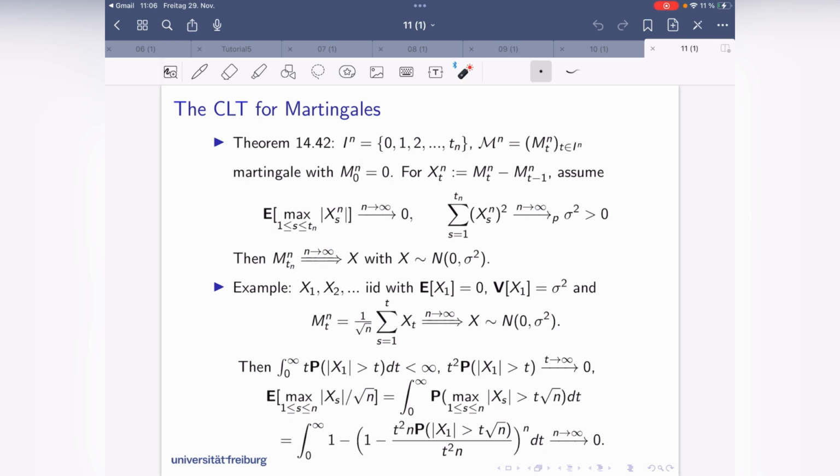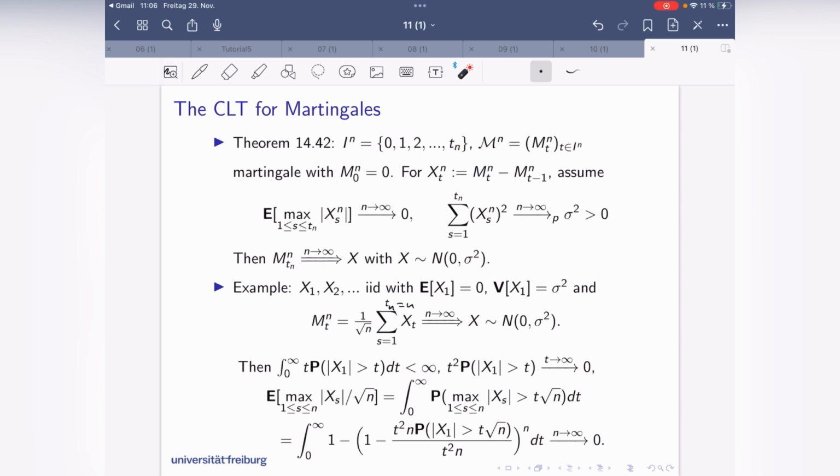And the regular central limit theorem for independent random variables is also covered here, as I will show you in this example. So let's just assume for simplicity the X's have expectation 0 and variance sigma squared. And we are using this martingale. So the nth martingale is this here. And maybe we should also say that Tn equals n.